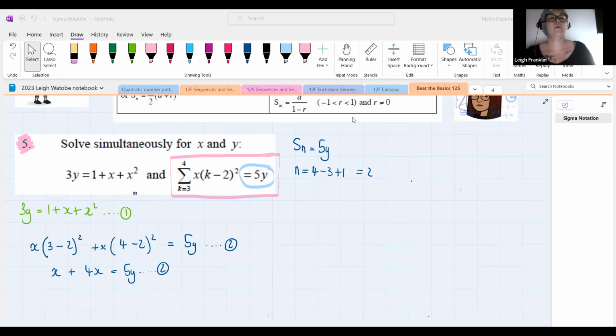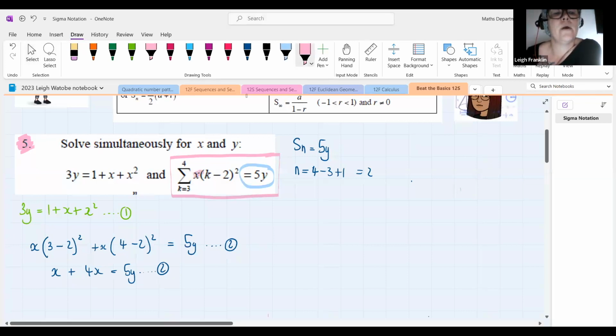All right. So the rule that you're subbing into is this one: x times (k minus 2) squared. That's the rule that you're subbing into.